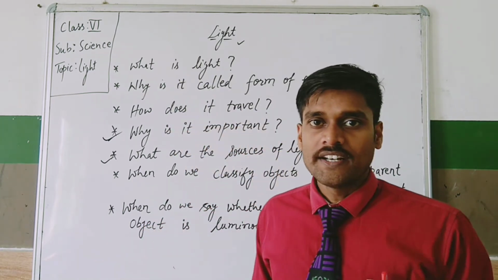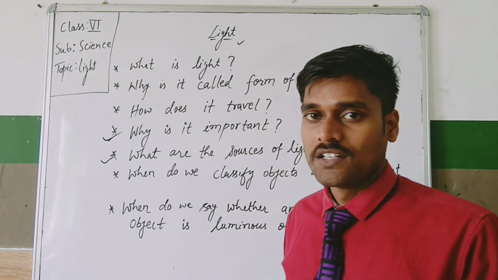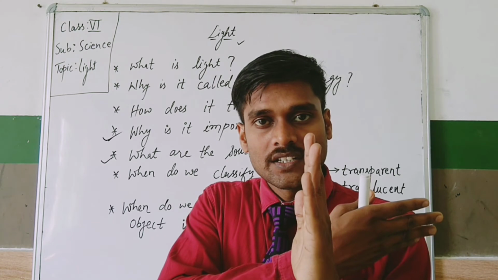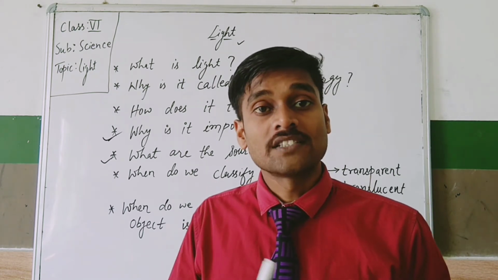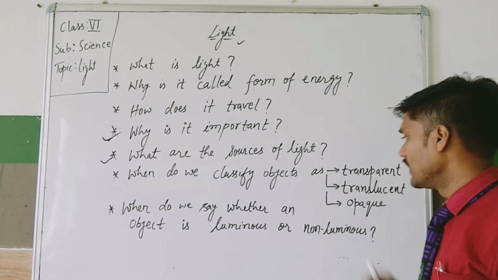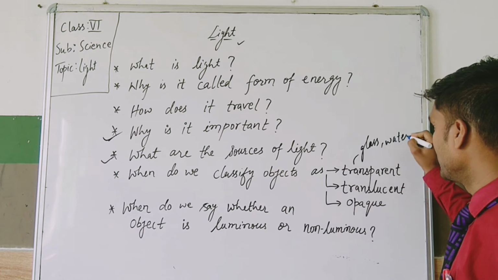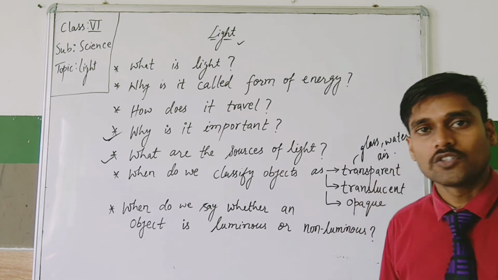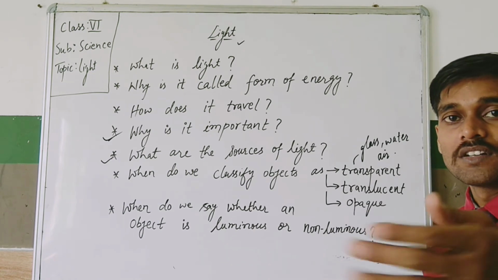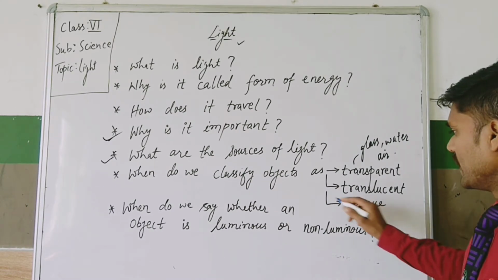So there are three different kinds of objects on this basis. The object through which light can completely pass is classified into the category called transparent, like glass, water, air. These are some materials through which light can completely pass. It is not bounced back by them. And the second one is translucent.